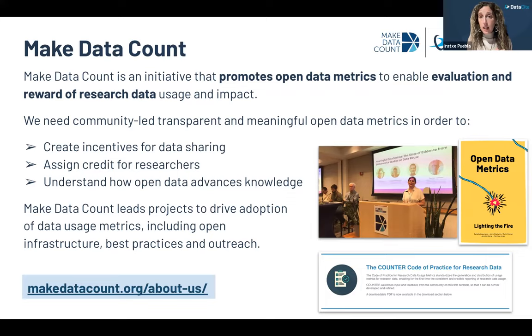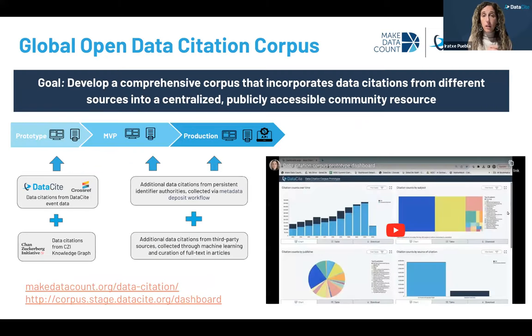And in the next slide, I wanted to mention briefly a project that we are currently working on that sits very much at the center of the Make Data Count initiative and relies very much on the relational metadata that we are collecting through DataCite, which is the Global Open Data Citation Corpus. This is a project funded by the Wellcome Trust, and the goal is to develop a comprehensive corpus that incorporates citations from different sources, so citations to data specifically, from different sources so that we can create a single centralized resource that is available to the community to access and use this information.